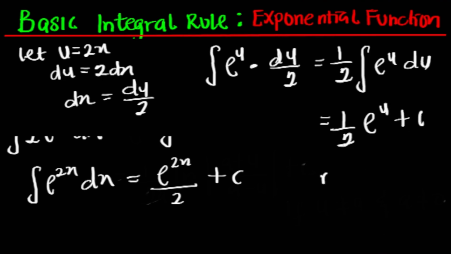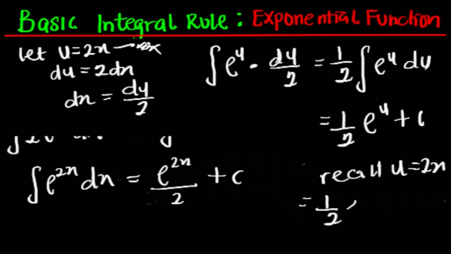Then you can now recall u is equal to 2x. You're going to have the answer as 1 over 2 exponential 2x, plus c. So that's the reason why the answer is the same thing as writing exponential 2x divided by 2 plus c. Can you see it now? So it's applicable to any constant.